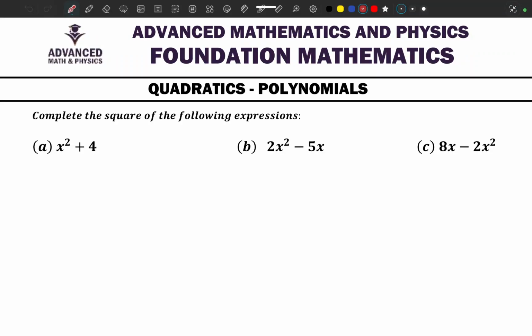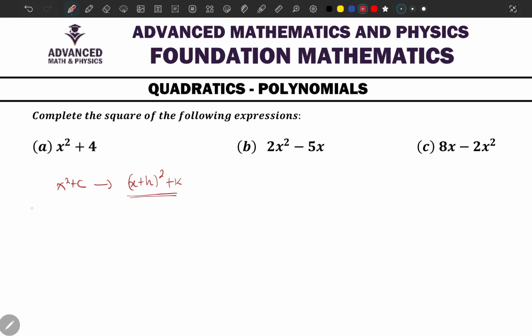Let us look at polynomials, and we'll be looking at completing the square of polynomial expressions, quadratics by the way. All right, so the first one is x squared plus 4. When you look at the first question, it is actually in the form x squared plus c, and c is our constant. Our aim is to transform this into the expression of this manner. That is our goal.